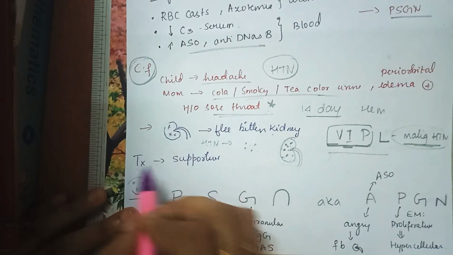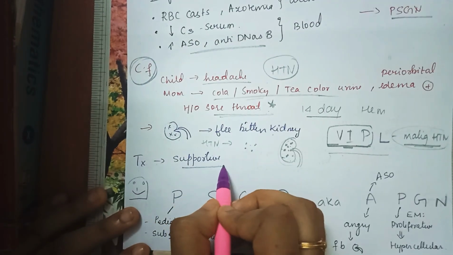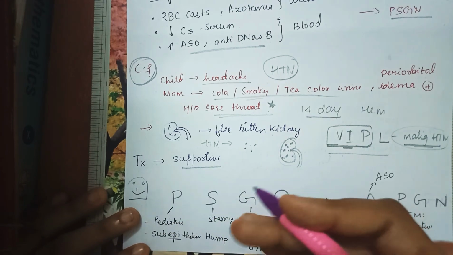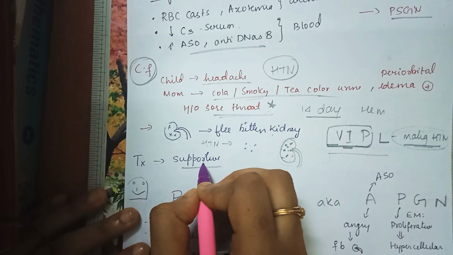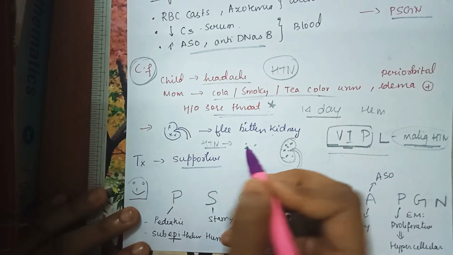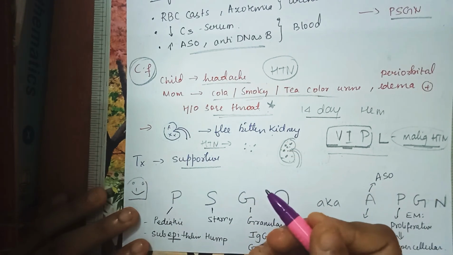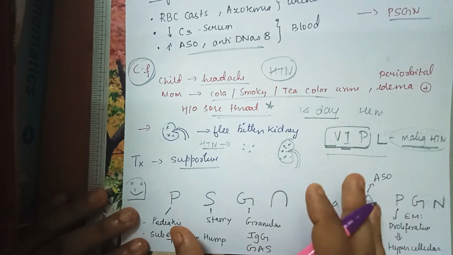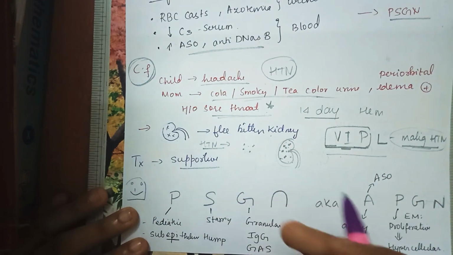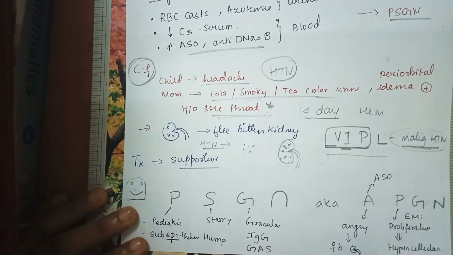Then what is the treatment? As I told, it is supportive treatment, because self recovery will happen. What is supportive treatment? That is nothing but treat the hypertension, treat the edema, and since there is a lot of proteinuria, decrease intake of protein. These are all supportive treatment, and with a few shots of antibiotics, this disease will be gone.